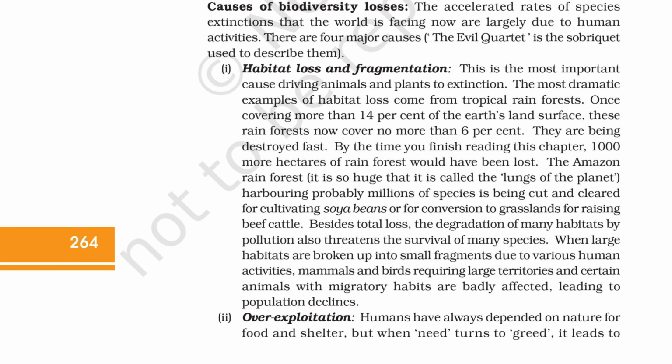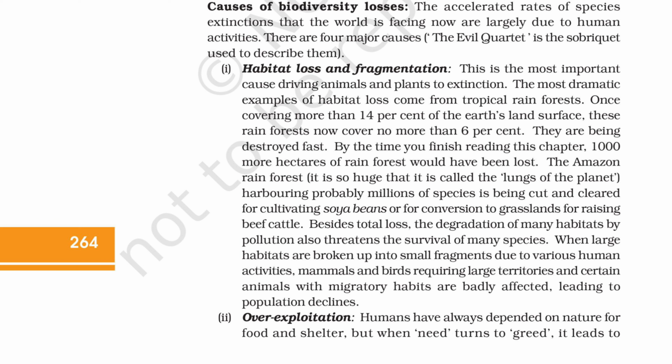Besides total loss, the degradation of many habitats by pollution also threatens the survival of many species. When large habitats are broken up into small fragments due to various human activities, mammals and birds requiring large territories and certain animals with migratory habits are badly affected, leading to population declines.